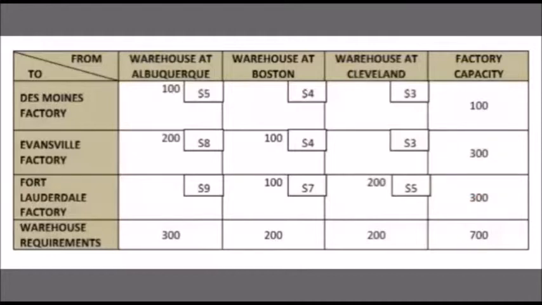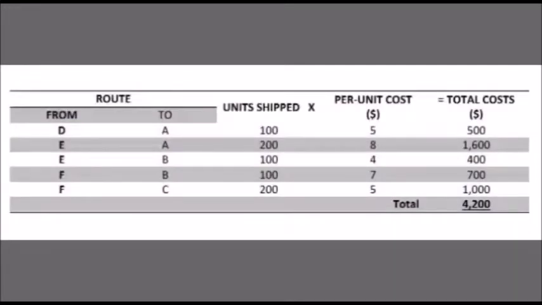So here we will be assigning now the 200 units. So since we already meet the warehouse requirements of Cleveland, which is 200 units, we have now a balanced problem, and the initial shipment schedule is now complete. Okay, since we're done with allocating units from the factory to its warehouses, we can now solve its cost.